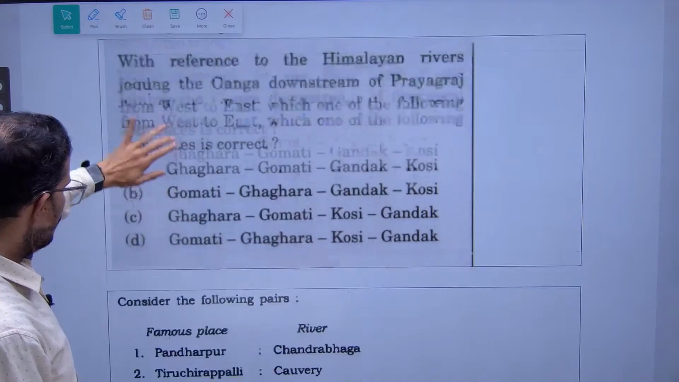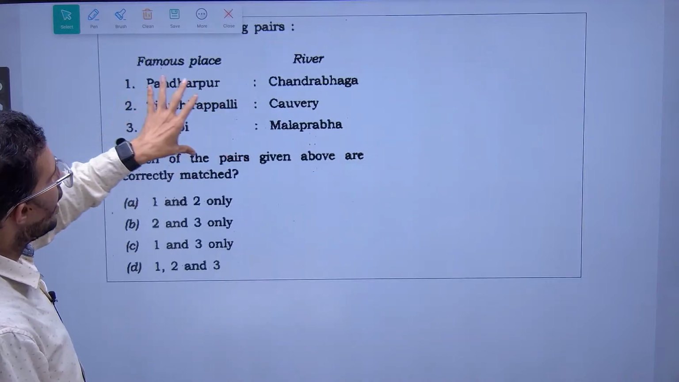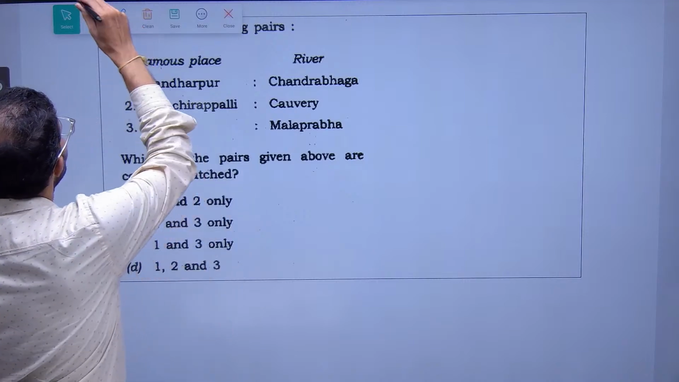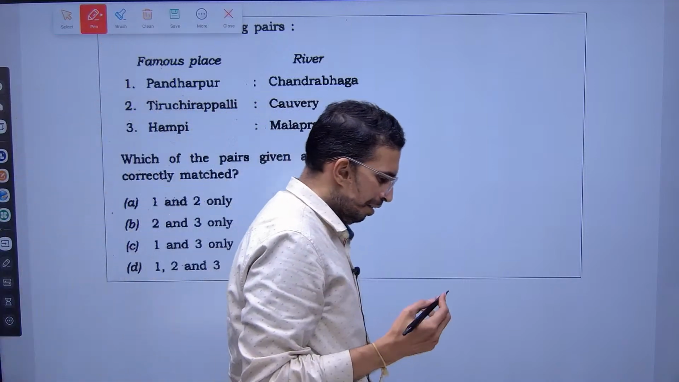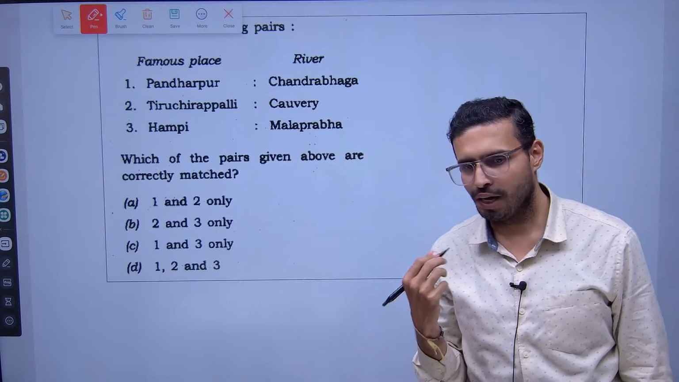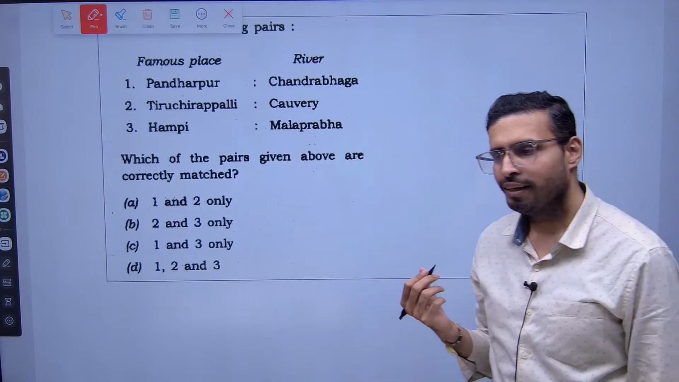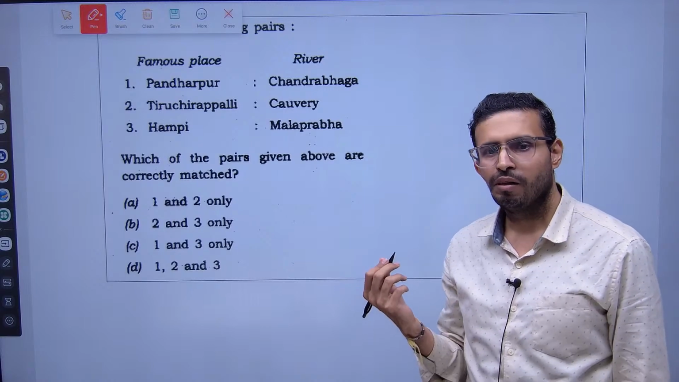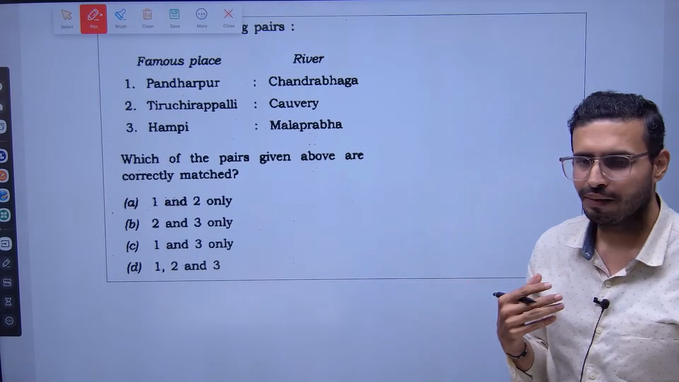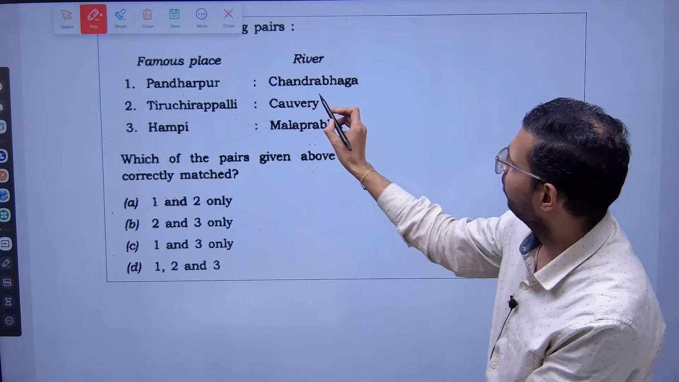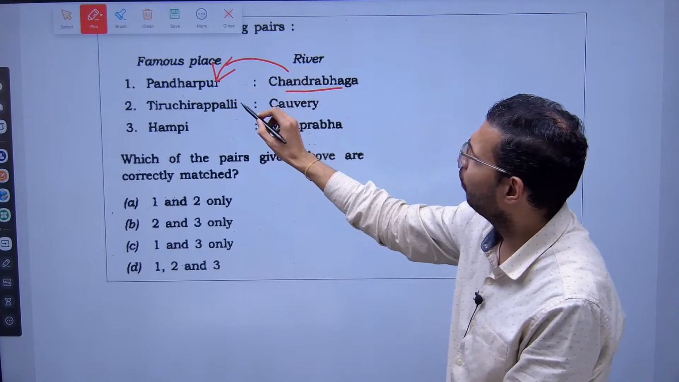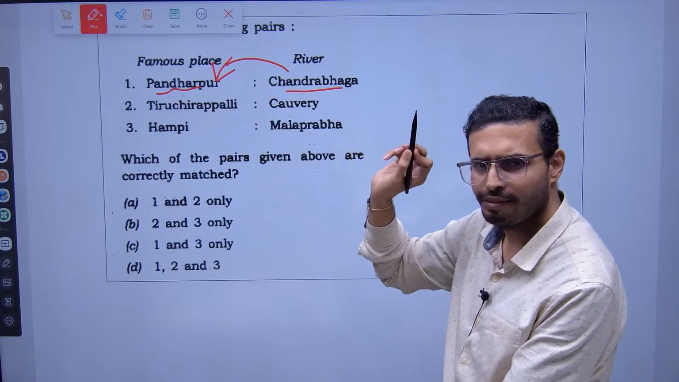Then the rivers and their famous places. Like in the Ganga river system, Nashik is situated on the banks of the Godavari. Kolhapur is situated on the banks of river Panchaganga. Then if you see, the Chandrabhaga has the shelter of the Pandharpur place.